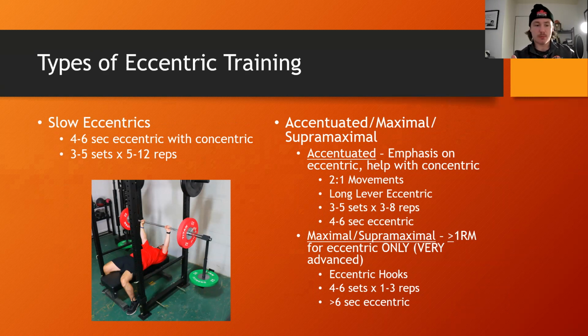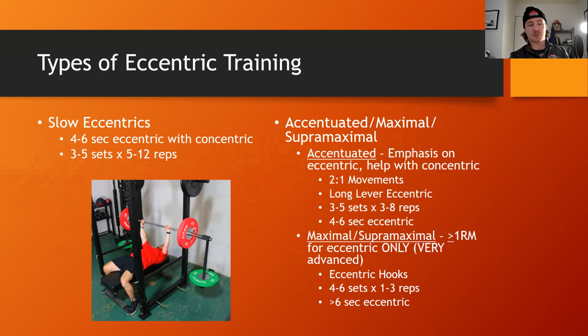Now, another form of eccentric is maximal or supramaximal eccentrics. Now, this is a very advanced technique. I generally don't use it because most of my clients aren't at that level yet. But essentially what it is, you perform an eccentric with between 100 to 120%. I think the literature is a little, I've seen people go over that, but generally it's between 100 and 120% of your 1 repetition max.